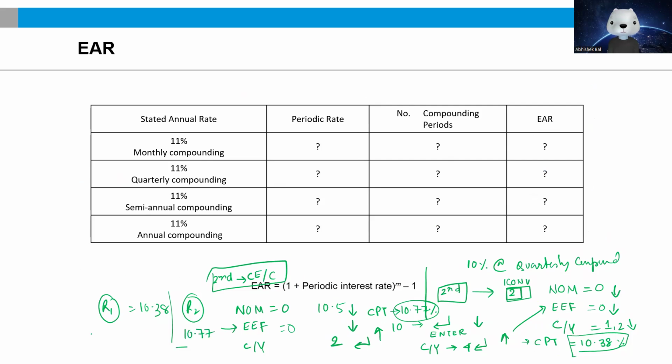Now that both have been annualized, we can compare R1 and R2, and from this exercise we can see for ourselves that instrument number 2 is, of course, more lucrative because it yields more interest than security number 1. Security number 1 yields 10.38%, whereas security number 2 yields 10.77%. So obviously, all other things remaining constant, investment number 2 is preferable to investment number 1.